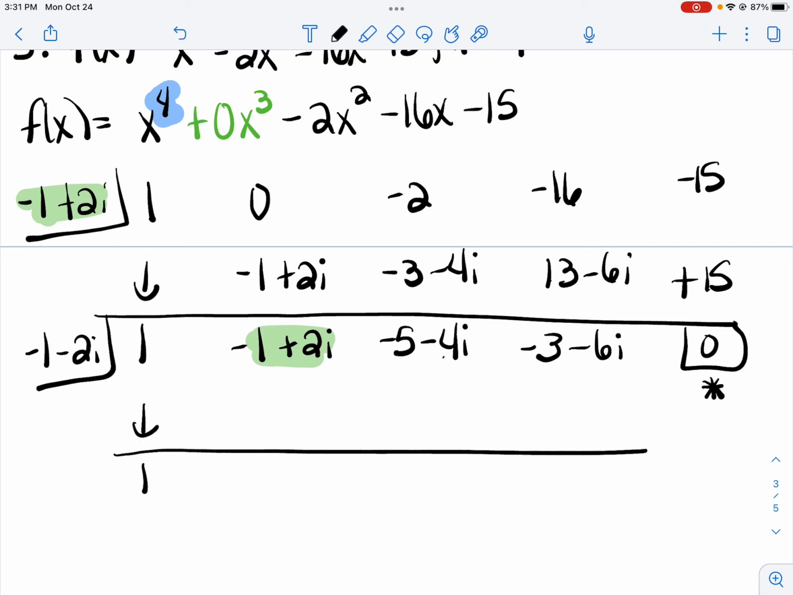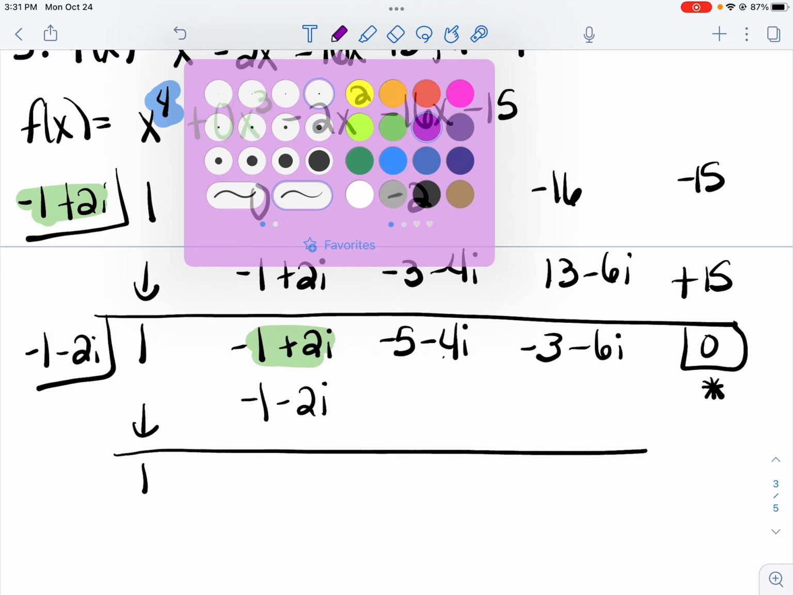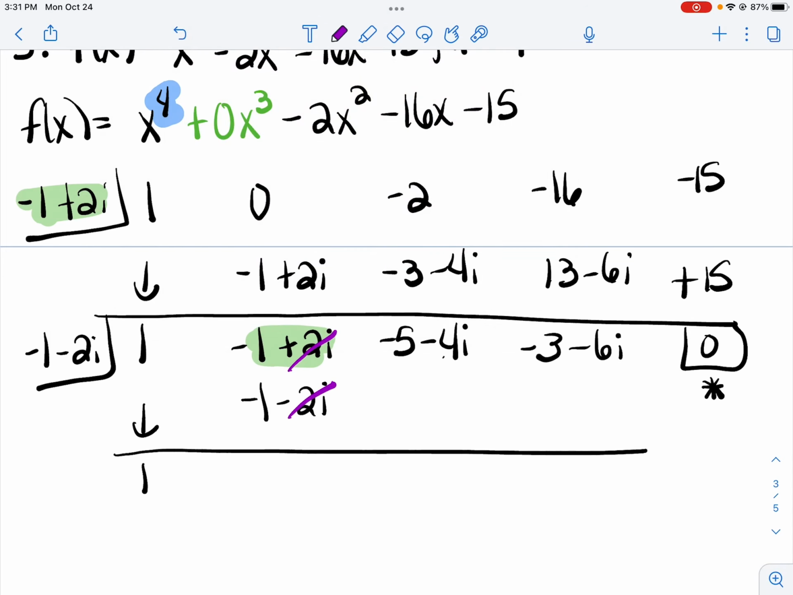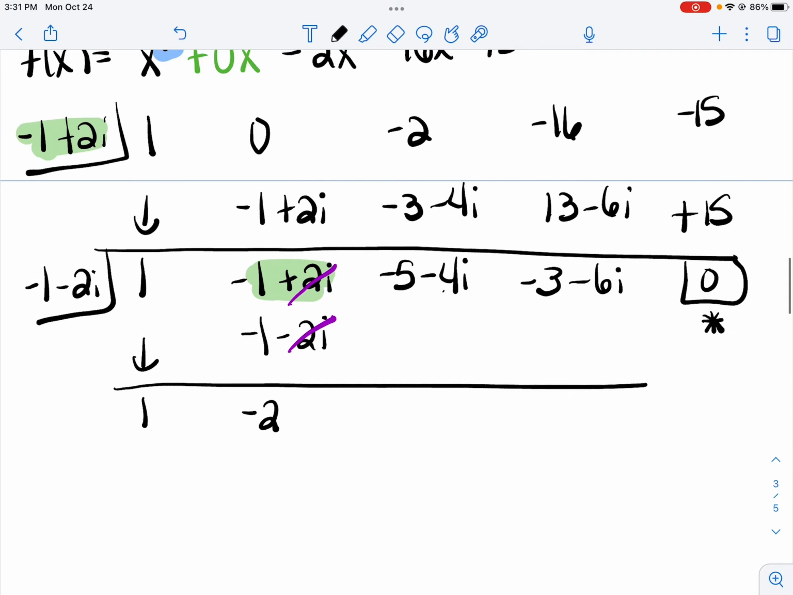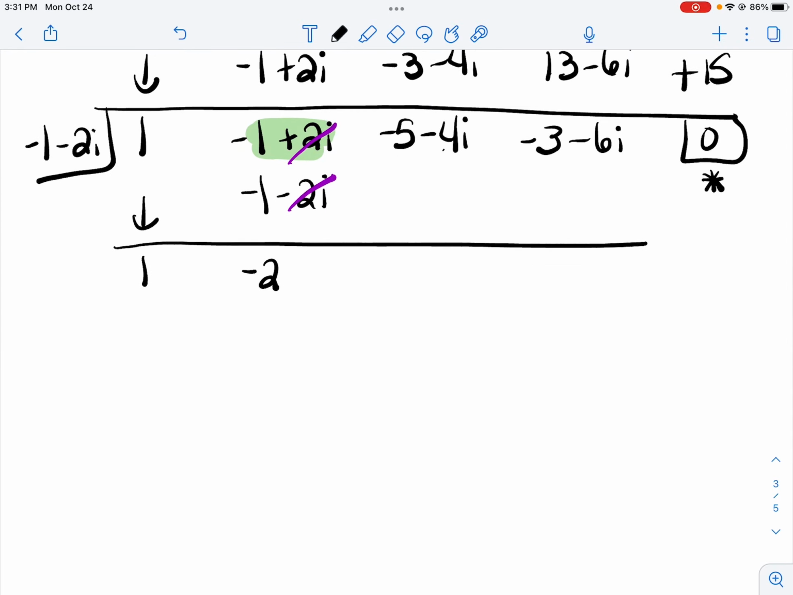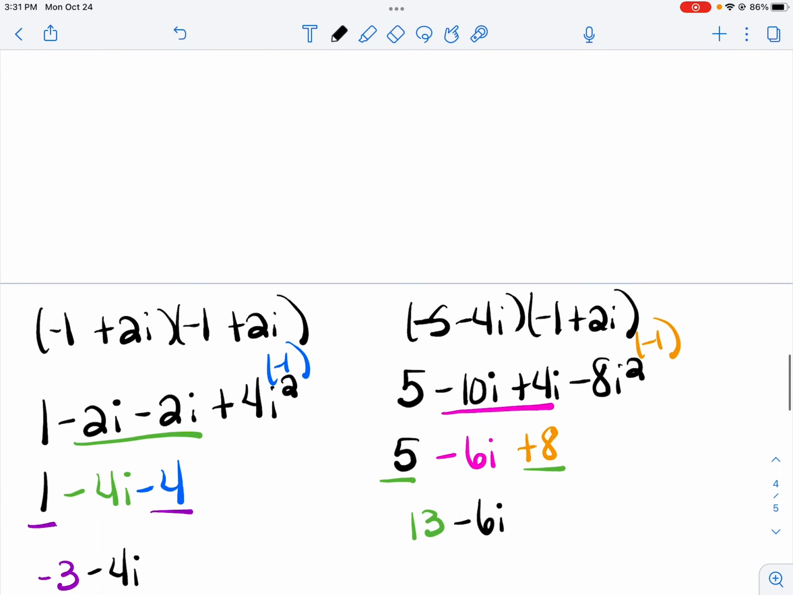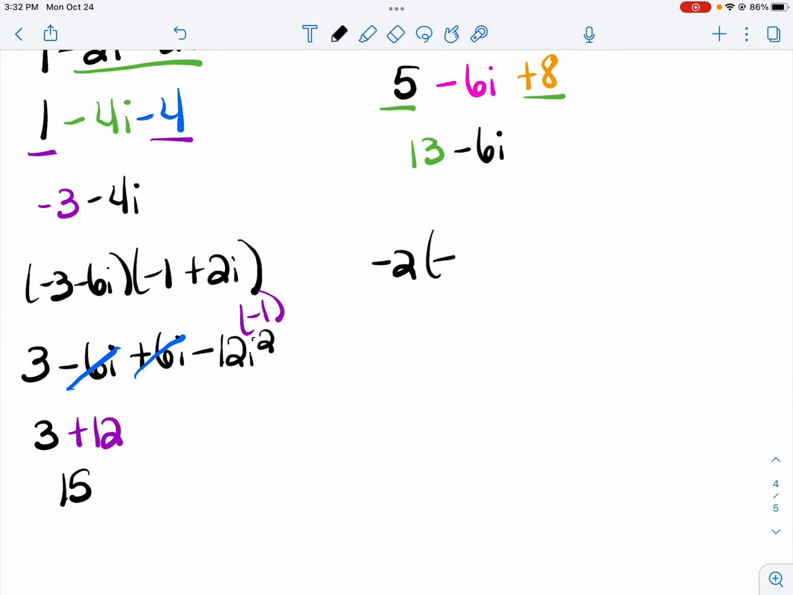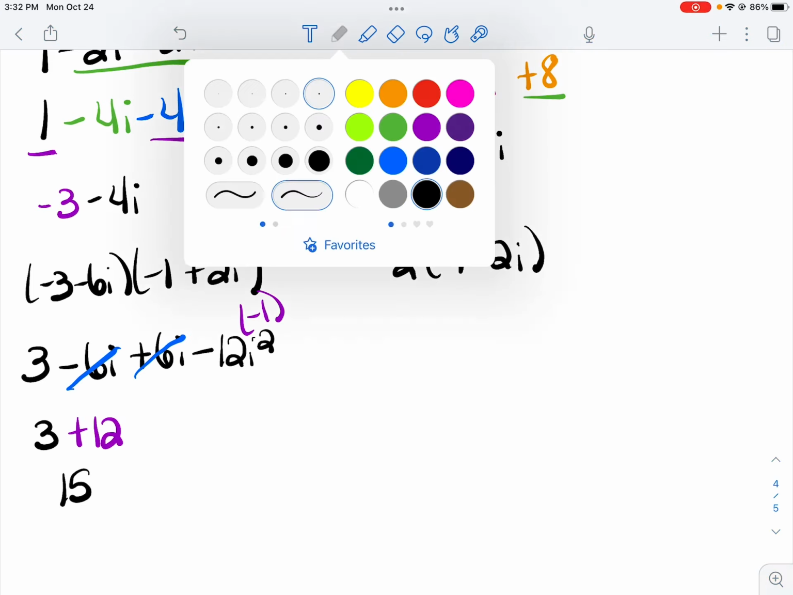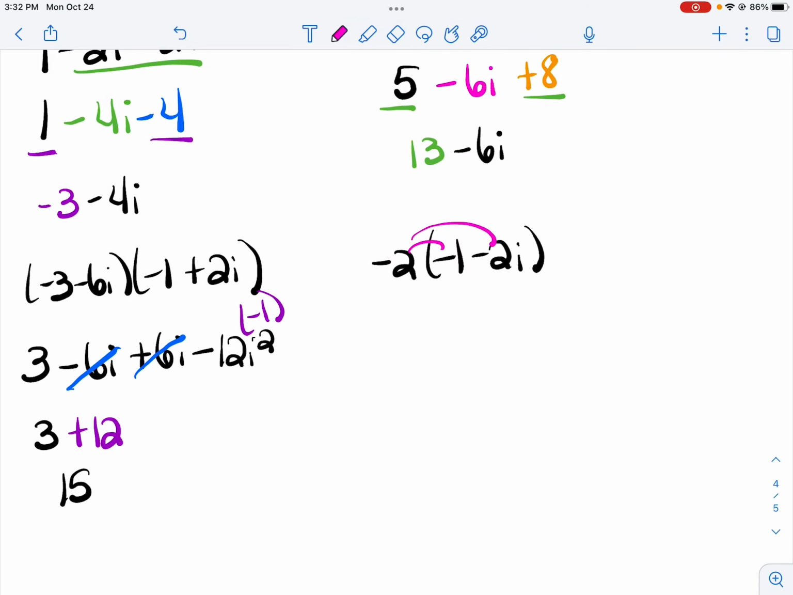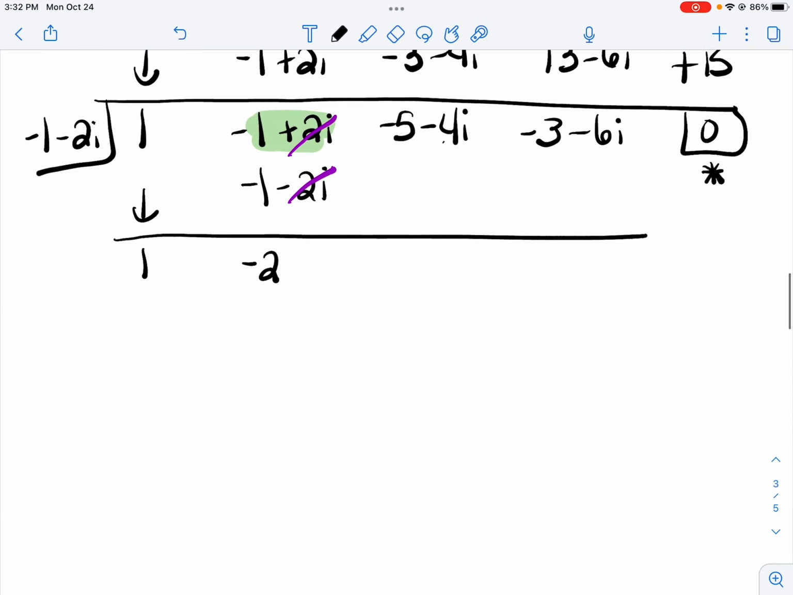Bring down the 1. 1 times negative 1 minus 2i is negative 1 minus 2i. Notice here that our i terms cancel out. And negative 1 plus negative 1 is negative 2. Then I'm going to multiply negative 2 times negative 1 minus 2i. When I multiply here, I distribute. So that gives me a positive 2 and a positive 2i. And that's what I'm going to add to the next column.